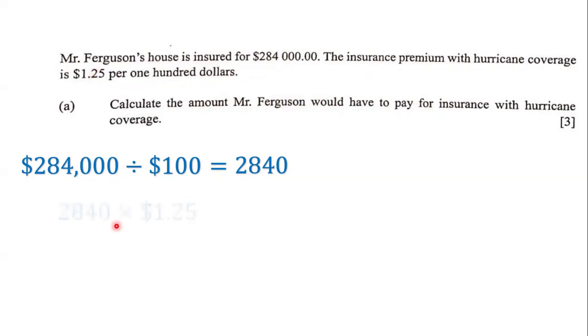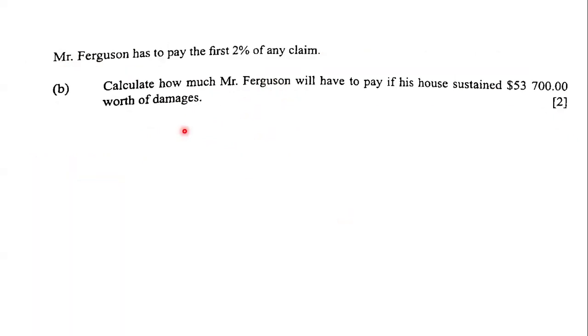And so that means that we have to multiply. We take 2,840, which is the number of $100 inside this number, and multiply it by $1.25. And that gives us 3,550. So that means that the amount that Mr. Ferguson would have to pay for insurance with hurricane coverage is $3,550.